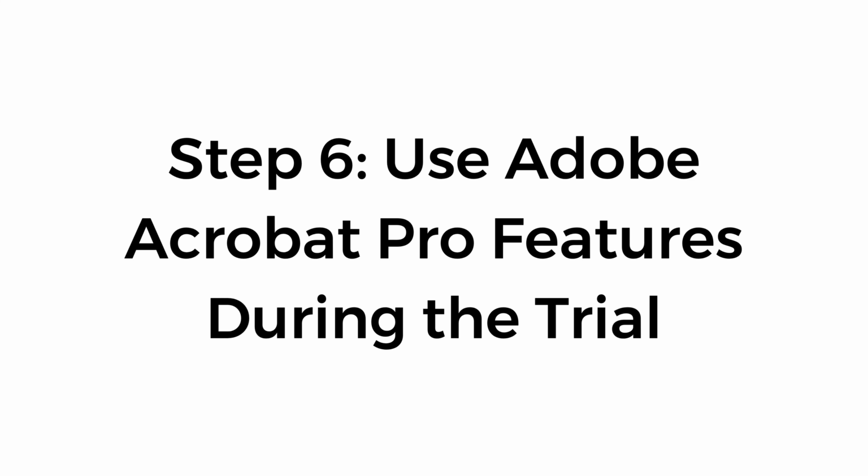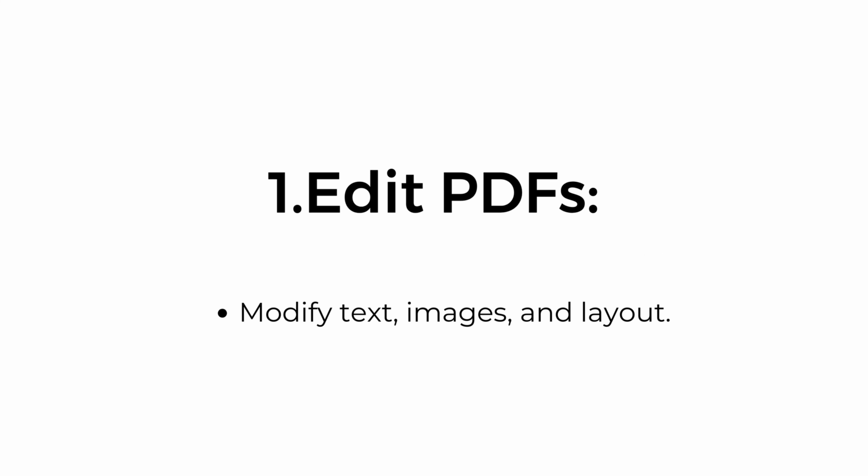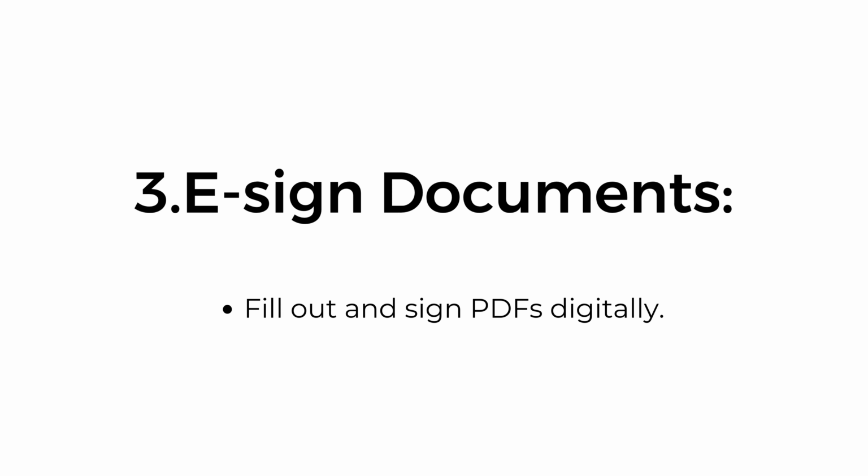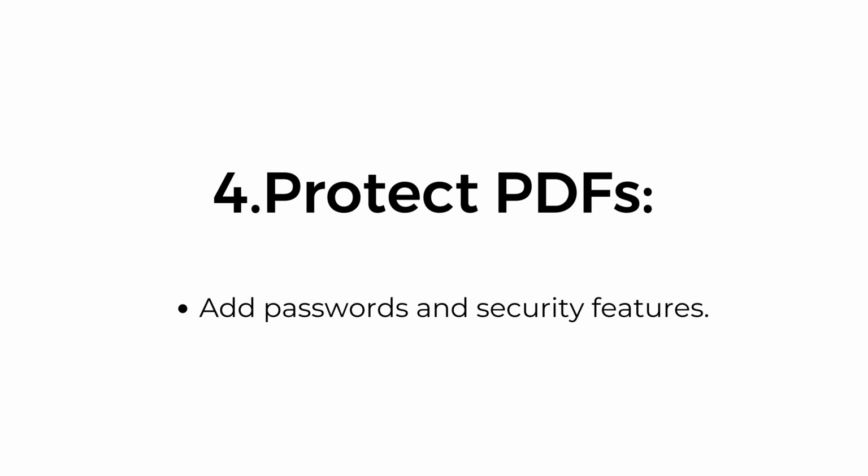Step 6. Use Adobe Acrobat Pro features during the trial. Edit PDFs, modify text, images, and layout. Convert PDFs, export files to Word, Excel, or PowerPoint. E-sign documents. Fill out and sign PDFs digitally. Protect PDFs, add passwords, and security features.